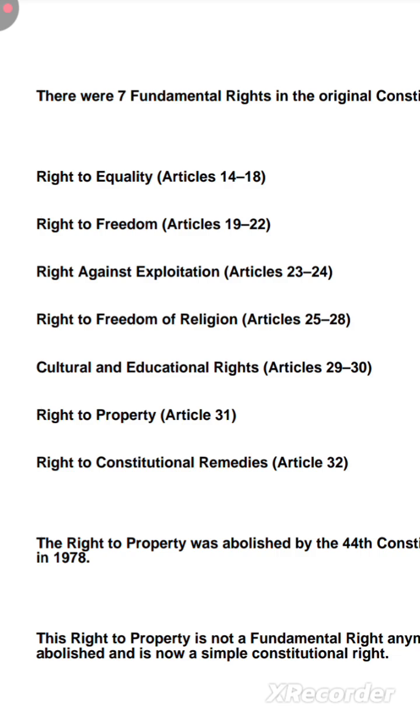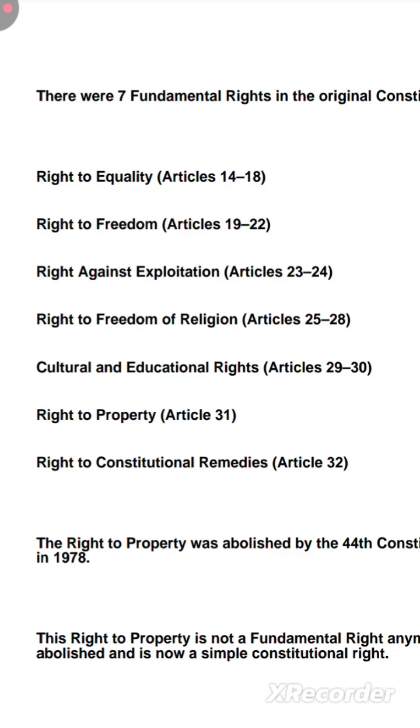Right to freedom of religion, another kind of freedom we exercise in a country like India. We can follow any religion, we can preach any religion, we can propagate any religion. This is guaranteed under Article 25 to 28.